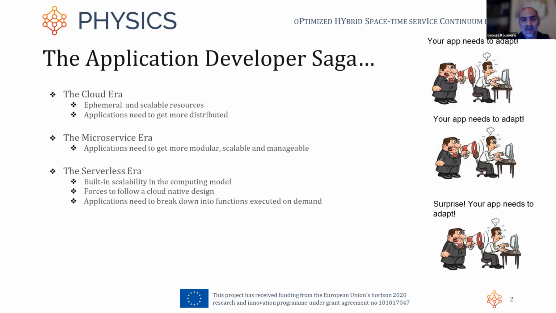Then we reach the serverless era, in which, again, we need to adapt the application, with scalability, an indirect obligation to follow a cloud native design, and the need to have applications broken down into functions and executed on demand. So what we have is a continuous process every 4 or 6 years in which developers need to adapt and readapt over and over again.